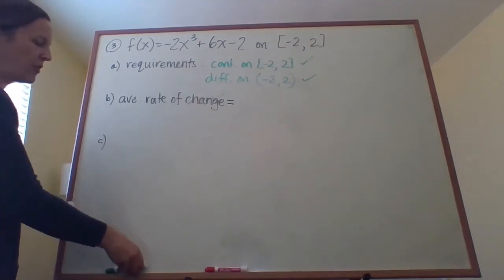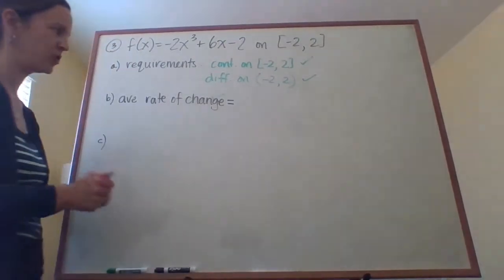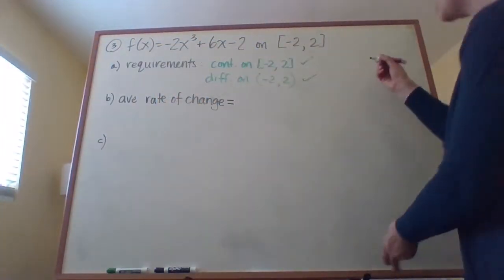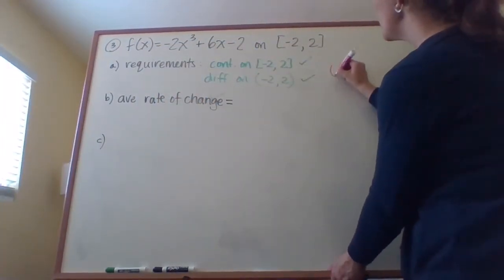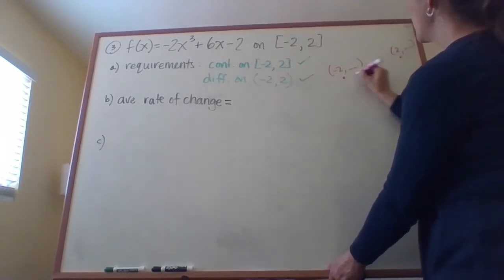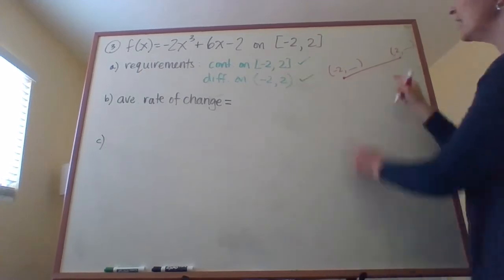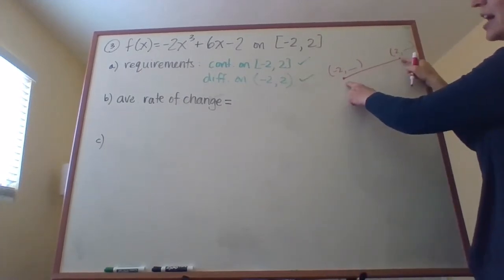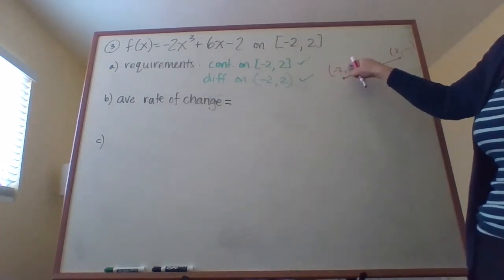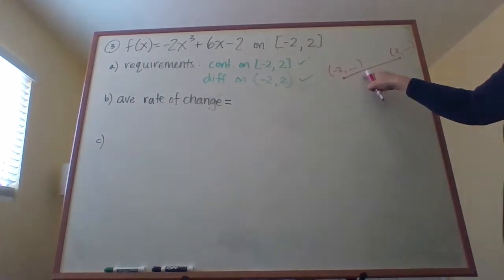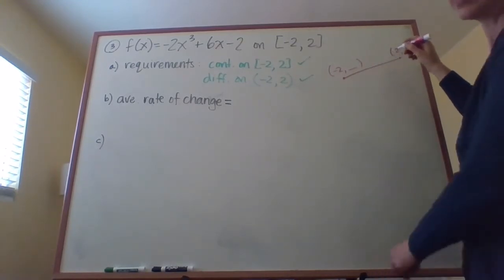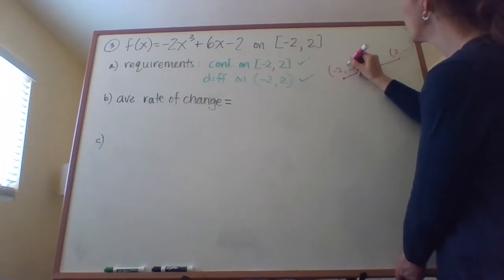Part B asked you to find the average rate of change. That was between the two endpoints. You didn't have to graph this function, but essentially we're going from negative 2 something to positive 2 something. And I want to know the rate of change. What's the slope of the line between those 2 points? So the first thing you needed to do is plug in to find the coordinates. So if I plug in negative 2, I end up with an answer of 2.